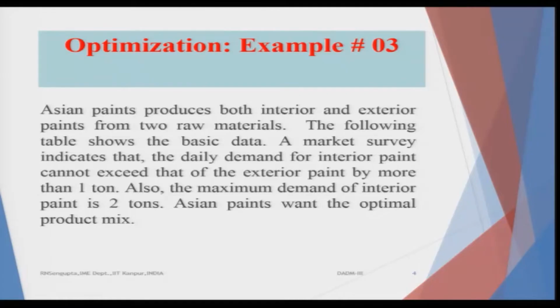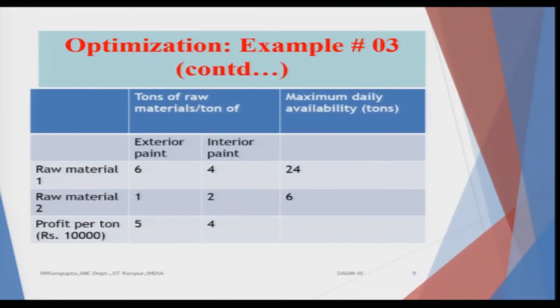A market survey indicates that the daily demand for interior paint cannot exceed that of exterior paint by more than 1 ton. That means the demand on the interior cannot exceed that of the exterior by more than 1 ton, so it has to be limited by that. Also, the maximum demand on interior paint is 2 tons in a particular unit time. Asian Paint wants the optimum product mix in order to find out the profit, considering profit is a factor. So, let us consider the overall picture.